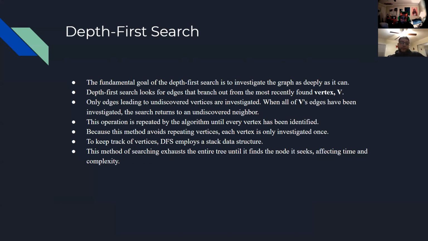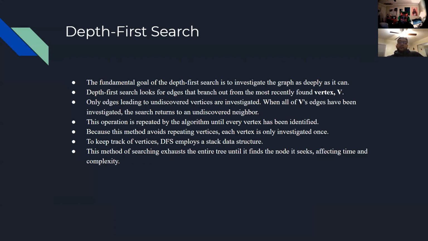So for depth first search, we found that the fundamental goal of depth first search is to investigate the graph as deeply as it can. So depth first search looks for edges that branch out from the most recently found vertex B. Only edges leading to undiscovered vertices are investigated. When all of these edges have been investigated, the search returns to an undiscovered neighbor.